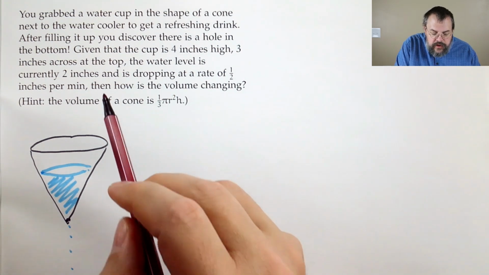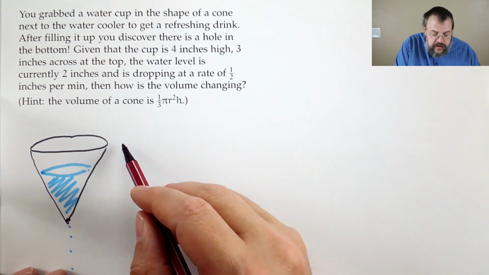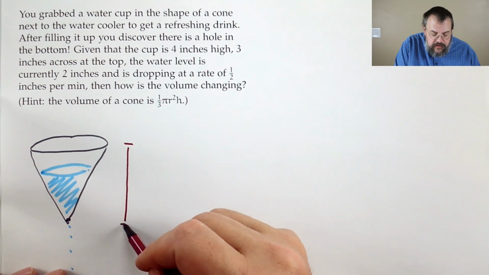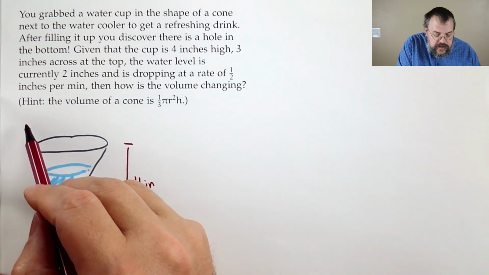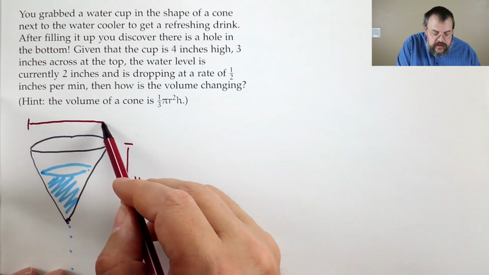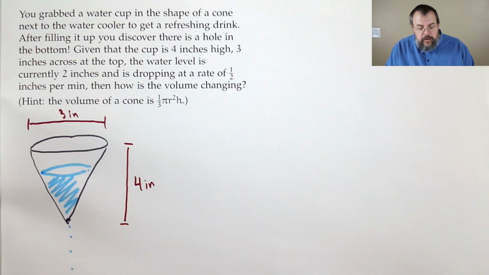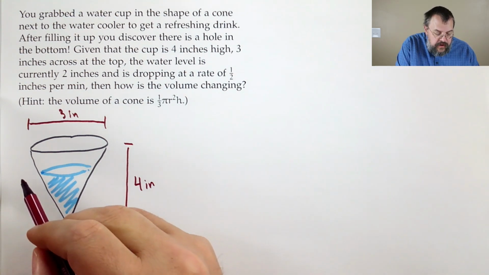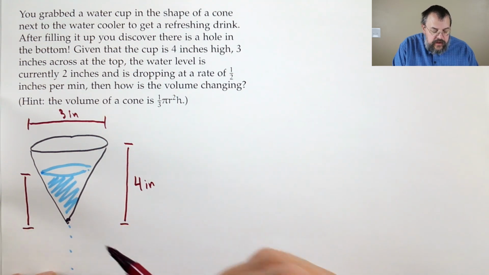Now there's a lot of numbers, so we should start writing our numbers down. The cup is 4 inches high. So that's this length, 4 inches. And 3 inches across at the top. So that's the top, that's 3 inches. The water level is currently 2 inches. So this is the water level, and this part is changing.